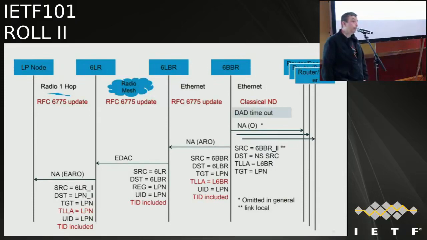Peter? Hello, Peter van der Stok. I have a question about backward compatibility. If I have 6LRs which know about the update and 6LRs which do not know about the update, will there be something going wrong? Will that mean that you cannot have any non-RPL aware nodes available at all? I mean, what will the situation be?